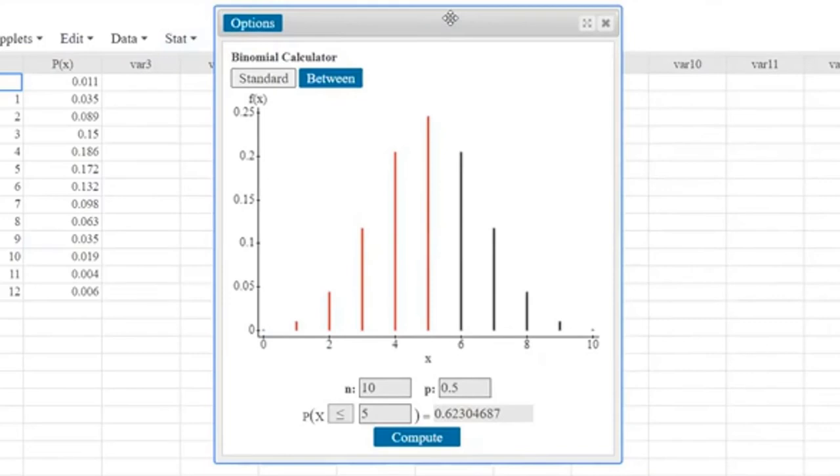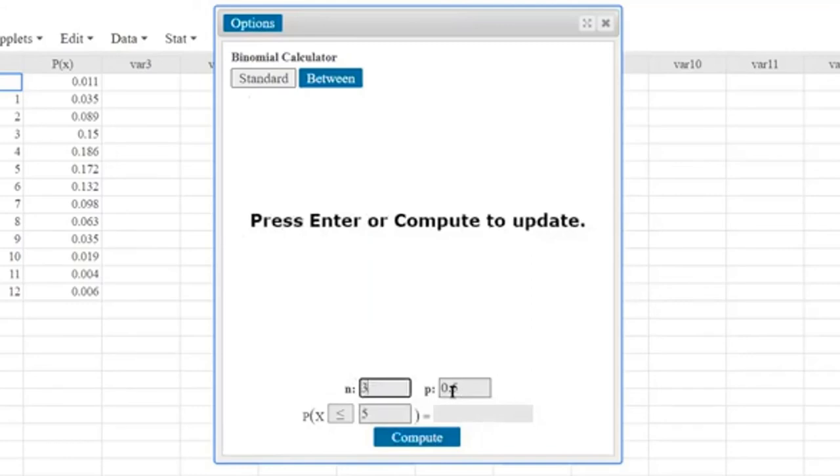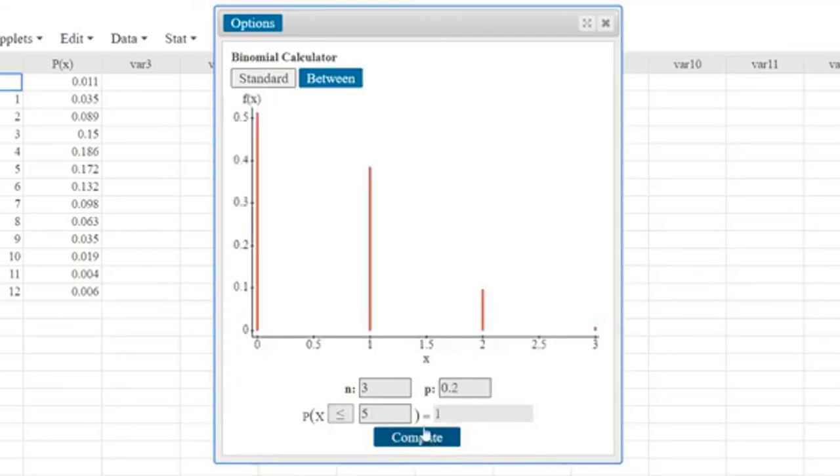So here's how this works. Let's look at the problem for the pop quiz. For the pop quiz, n equaled 3 and p equaled 0.2. So I fill in n and I fill in 0.2. And if I say compute, what else you have doesn't matter. What I want you to see here is that we get different probabilities.